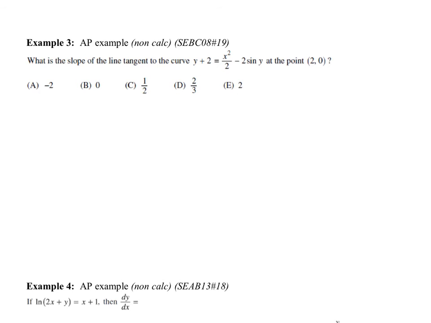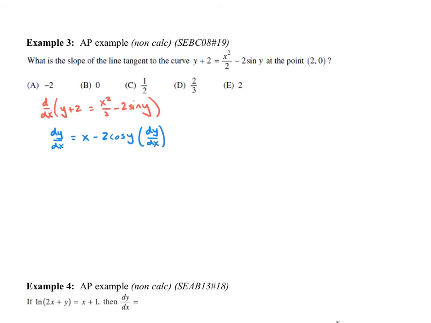So we're going to do the same thing here. We're taking the derivative with respect to x of y plus 2 equal to x squared divided by 2 minus 2 sine y. So our first derivative is of y, so we get dy dx. Derivative of 2 is 0. We have our power rule, so we end up getting x there, minus 2 times cosine y, and then we have times dy dx.